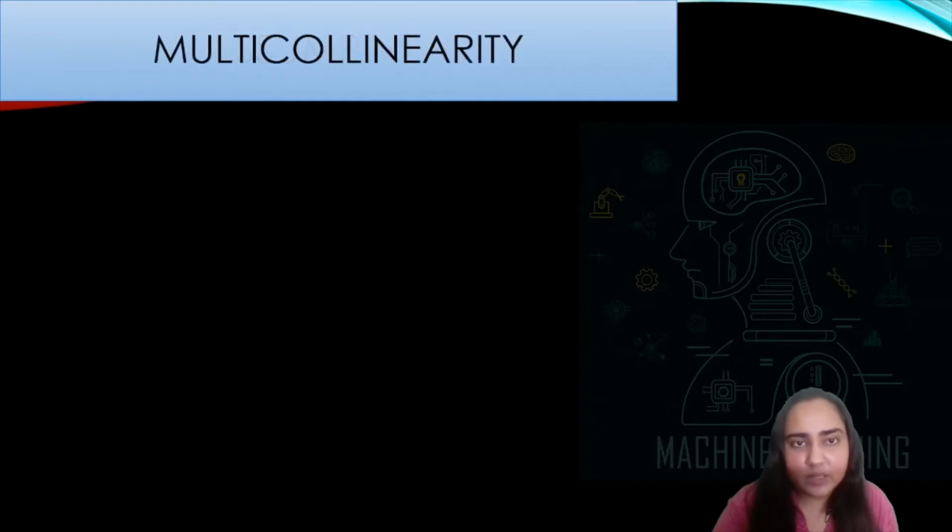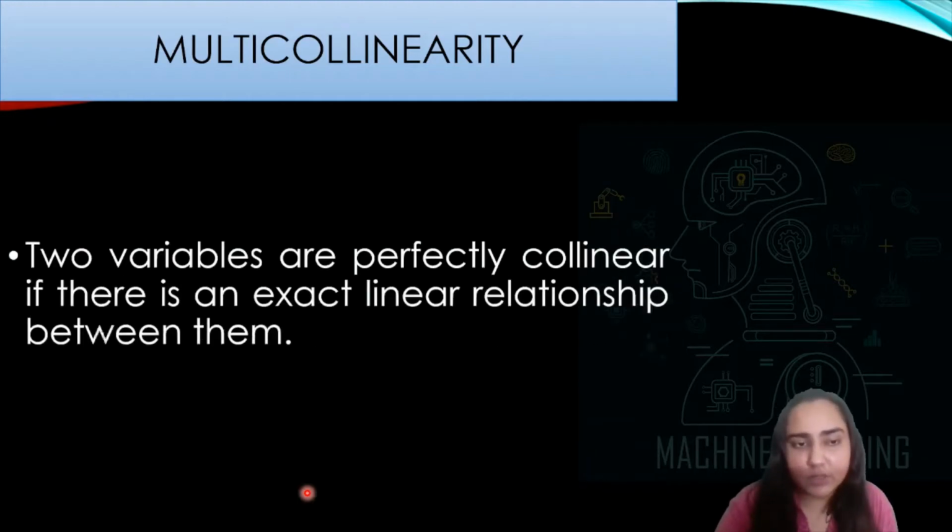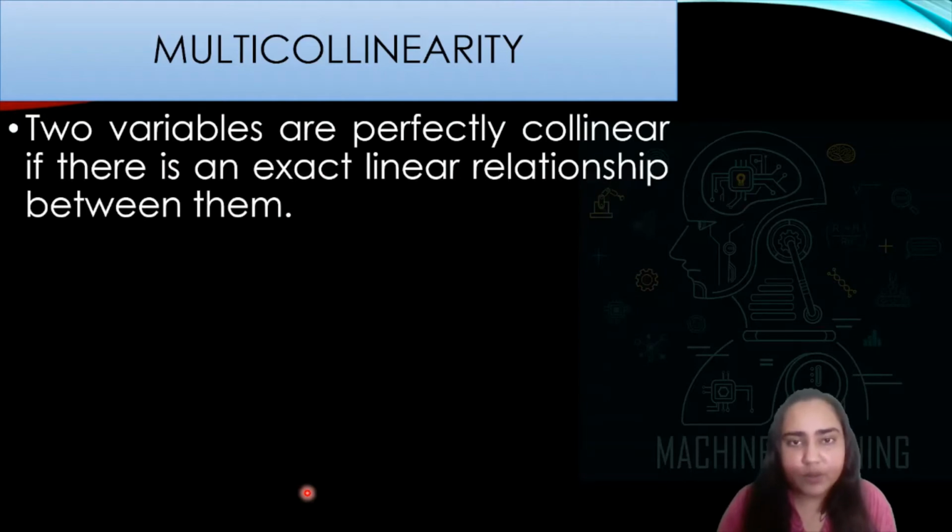And other than these, we also have some problems with our linear regression model. So these are all the assumptions that we are basing all these problems and solutions on. So what are the problems? The first problem is multicollinearity, where two variables are perfectly collinear. Okay, what is that? First of all, multicollinearity. Two variables are perfectly collinear if there is an exact linear relationship between them. So we are supposed to have a linear relationship between x and y, right? That is what we want.